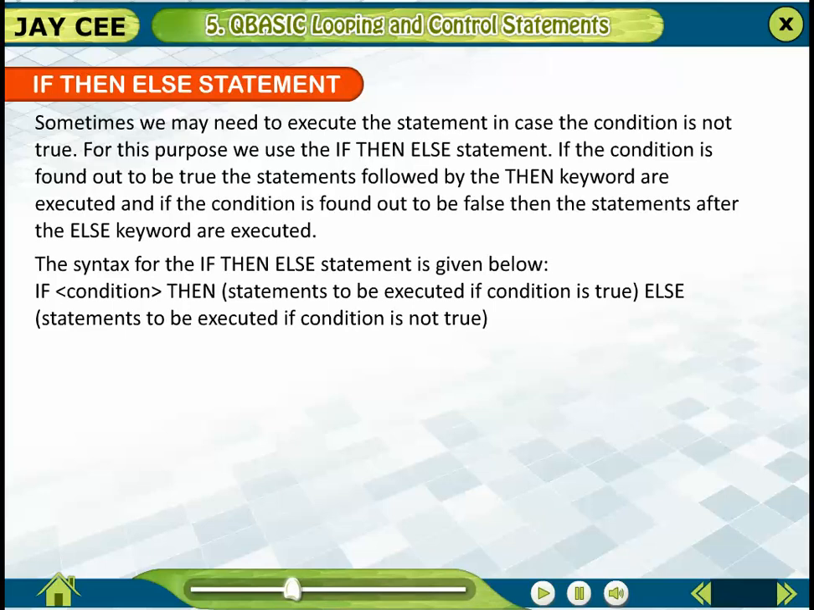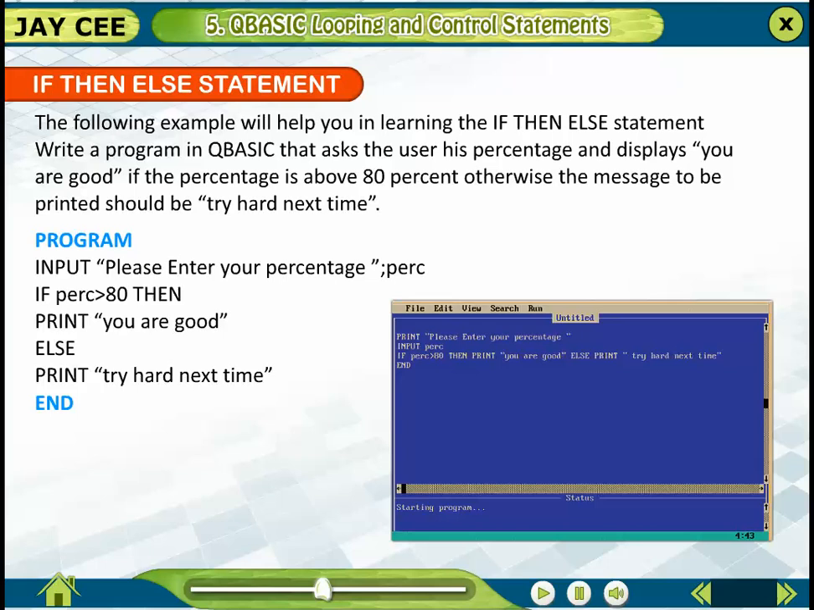The syntax for the if-then-else statement is given below. If, condition, then. Statements to be executed if condition is true. Else, statements to be executed if condition is not true. The following example will help you in learning the if-then-else statement. Write a program in QBASIC that asks the user his percentage and displays "you are good" if the percentage is above 80%. Otherwise, the message to be printed should be "try hard next time." Program.